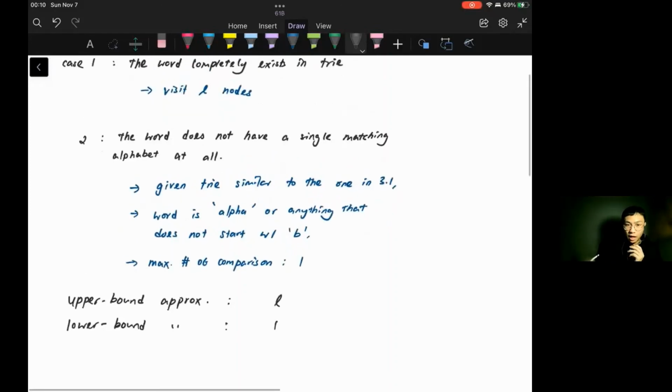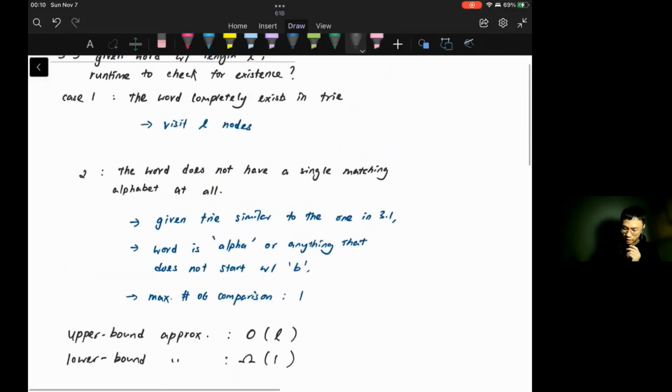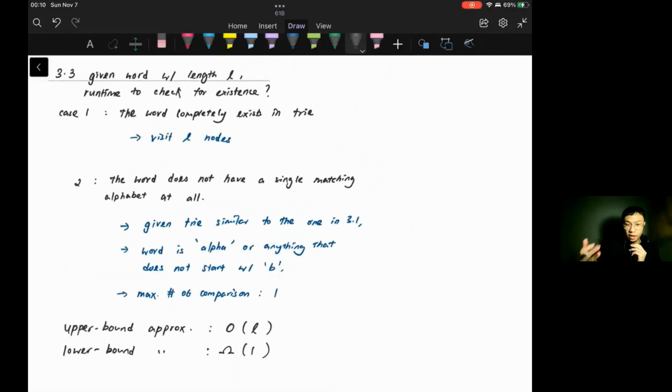So using our runtime notation, an upper bound approximation can be summarized as big O, whereas a lower bound approximation can be represented as big omega. Yeah, so here's our answer. That is big omega of 1 and big O of L. Thank you.